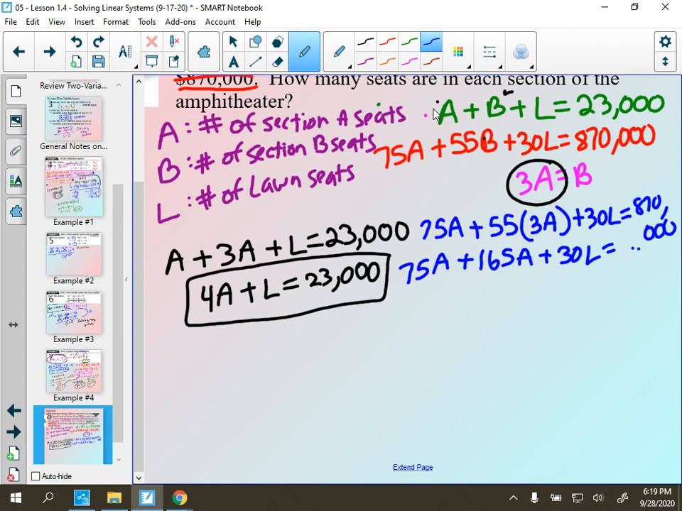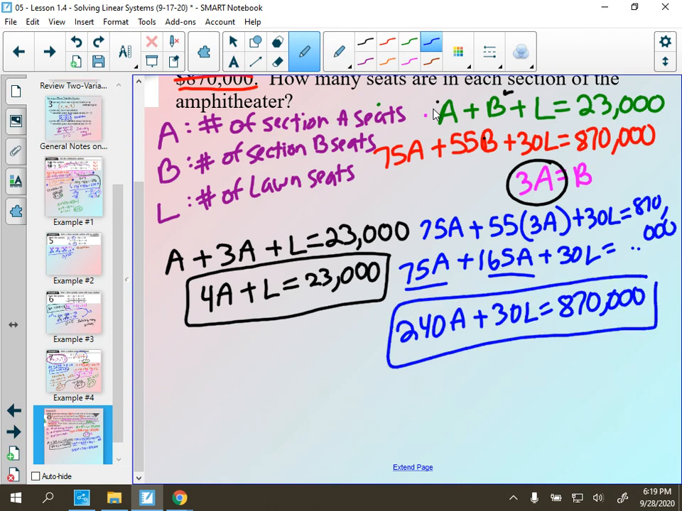All right, let's combine our like terms here. So 165a plus 75a is 240a plus 30L equals 870,000. Box it, you know me, that's what I'm going to do. I'm down to two variables, that's what I got.